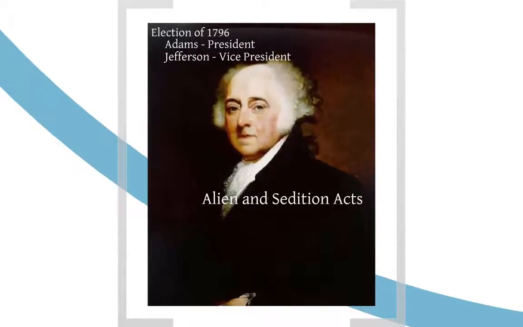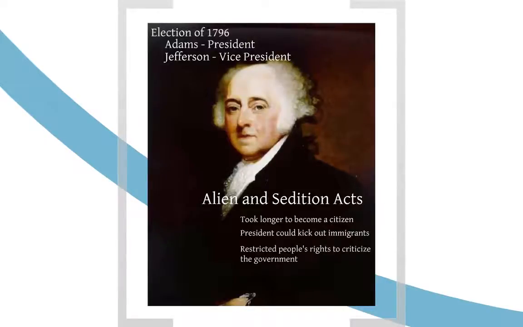Obviously, Congress approves them all, and there are 4 laws basically. Because so many people that were criticizing him were immigrants, he made it a law that took longer to become a citizen, almost twice as long as it used to. It went from 5 to 14 years. It gave him the right to kick out immigrants, and it restricted people's rights to criticize the government. If you were going to say nasty things about the president or anyone in the government, you were going to be thrown in jail.